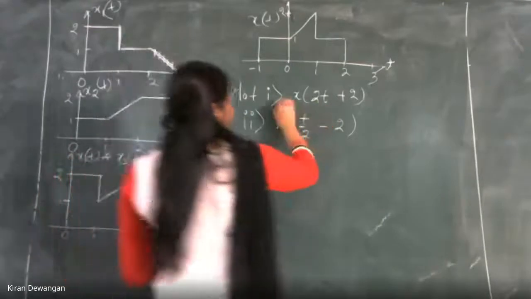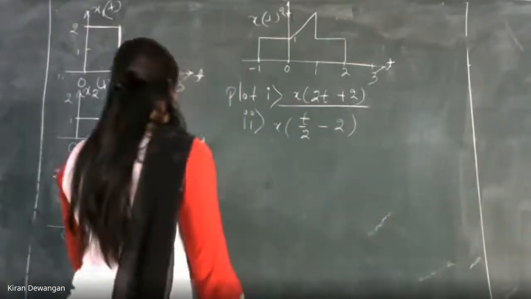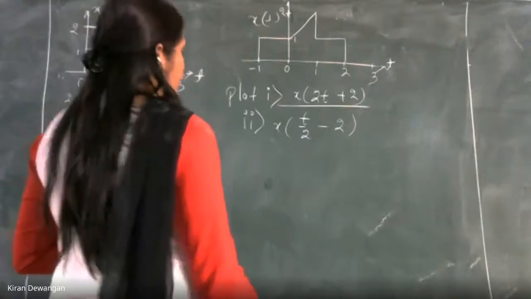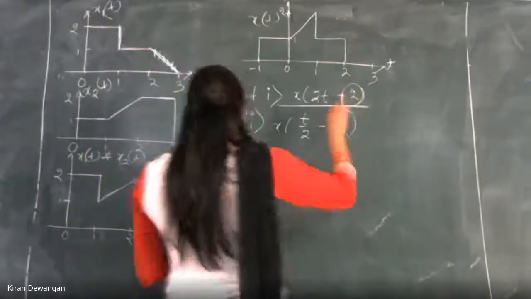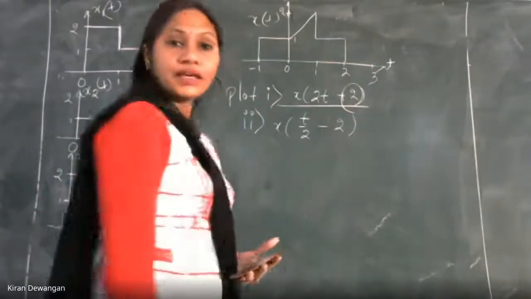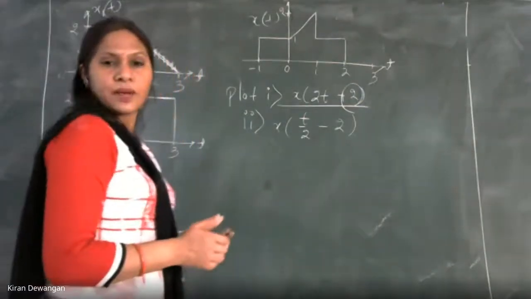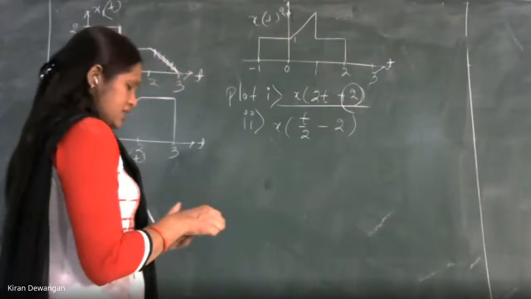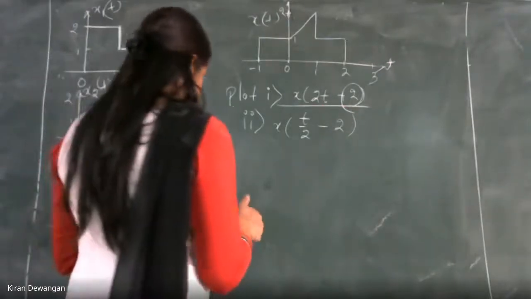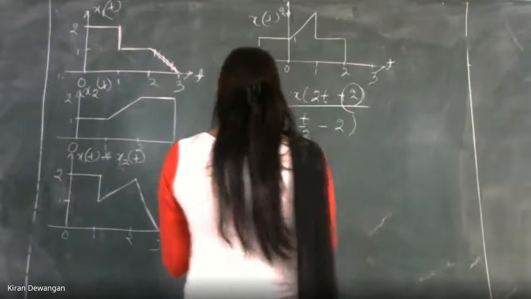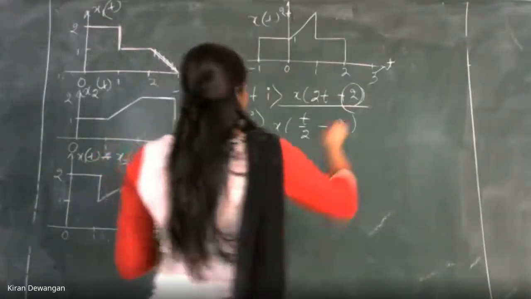First one, 2t plus 2. Now if we have to take 2t plus 2, we need to first perform time shifting. पहले क्या perform करना पड़ेगा? What do we have to perform first? It will be a time shifting, right? So first we will perform time shifting.